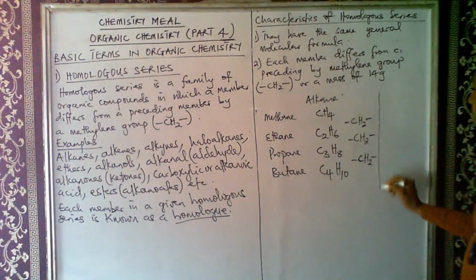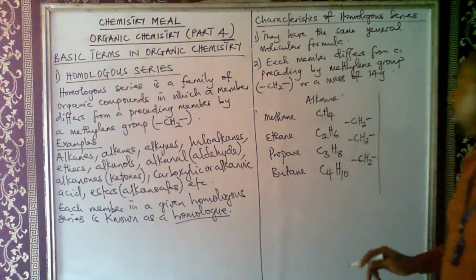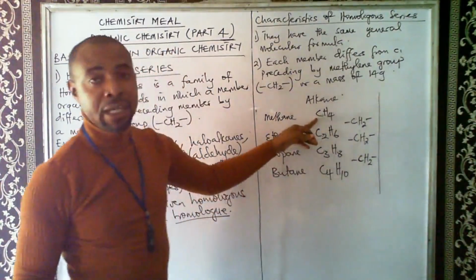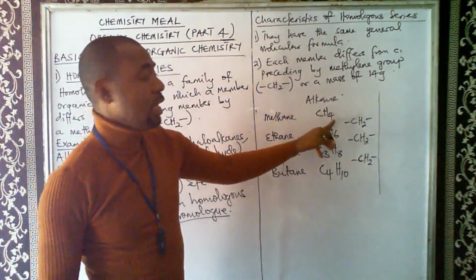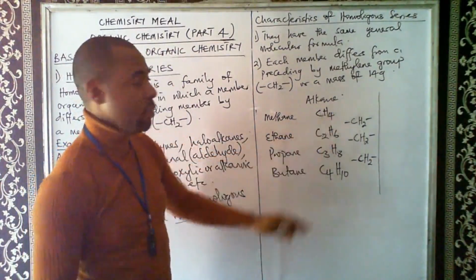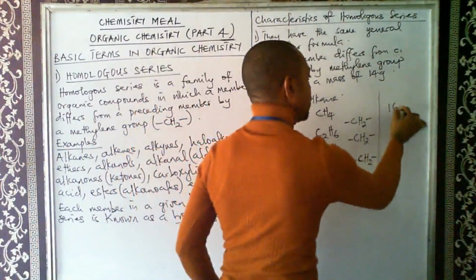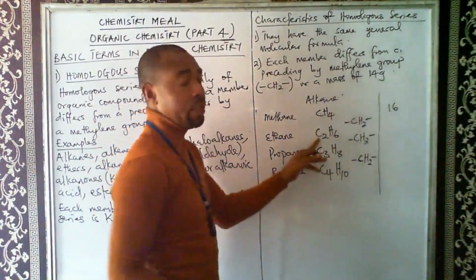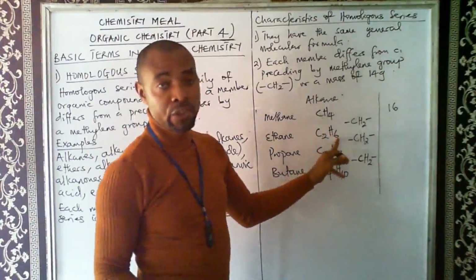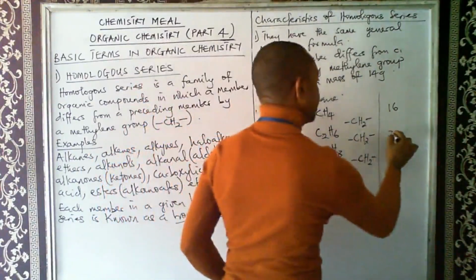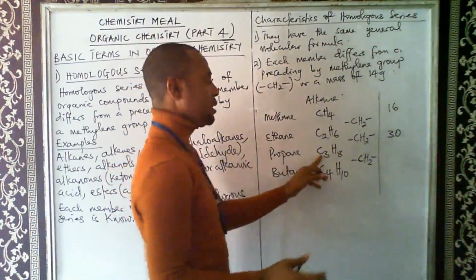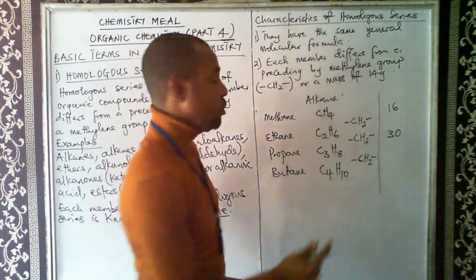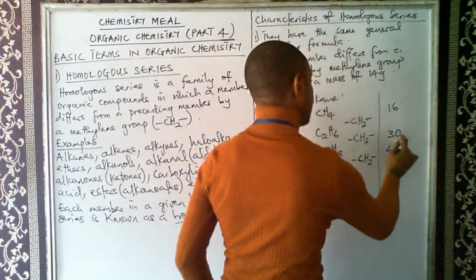Now we added here by methylene group or a mass of 14 grams. Let's quickly get the masses of all these. What will be the mass of methane? Carbon is 12, and hydrogen is 1 times 4 atoms, which gives us 4. 4 plus 12 is 16. So the mass of methane is 16. Then the mass of ethane: 2 times 12 is 24, 24 plus 6 gives us 30. What will be the mass of propane? 3 times 12 is 36, 8 times 1 is 8, 8 plus 36 gives us 44.